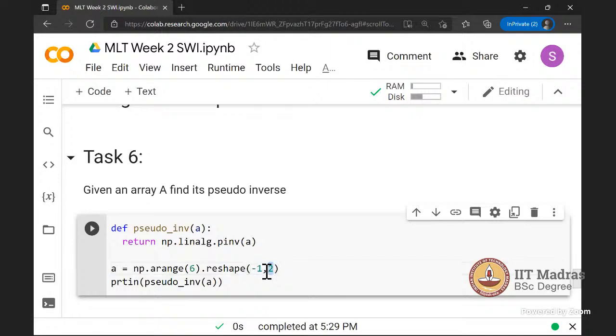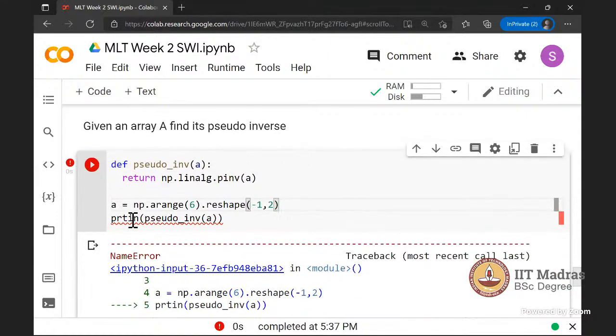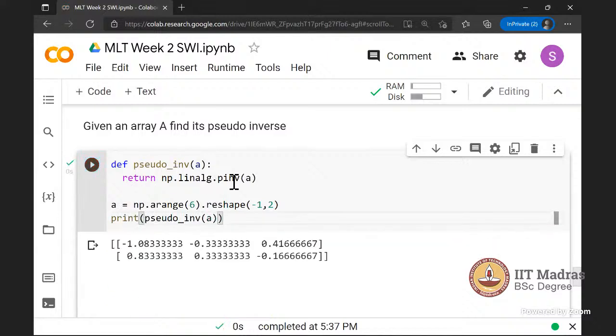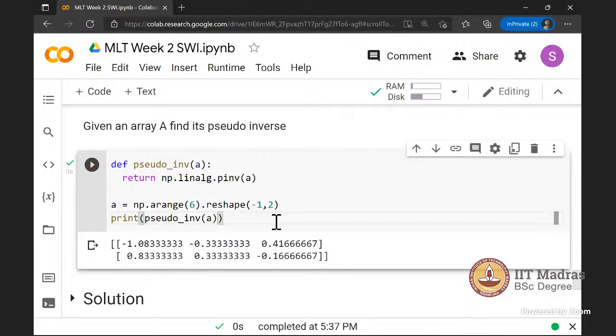Whenever we write -1, we want the library to figure out what should be the number of rows, or the number of items in that particular dimension. If we put 2 in the column, we are saying this is the number of columns I want, and figure out the number of rows that should be there. So it will compute 6 by 2, which is going to be 3. Okay, so we have computed the answer.